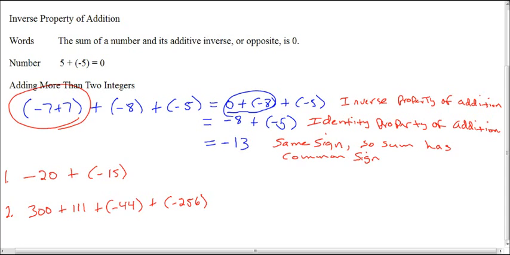Now that you're back, let's take a look at the first problem. Negative 20 plus a negative 15. Our property rules really don't apply to this particular problem. What we do see is the same sign. If we're adding the same sign, we just need to add the absolute values, 20 plus 15, which gives us 35, and because they have a common sign, we keep the sign, which is a negative 35.